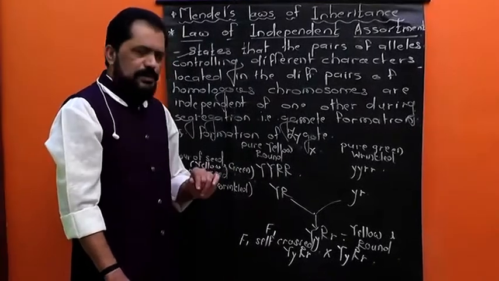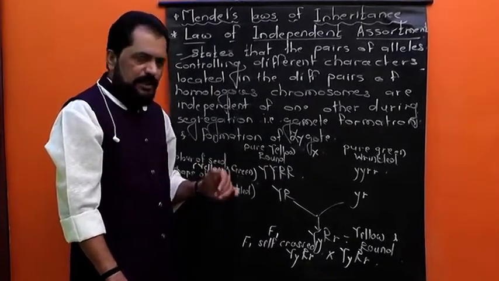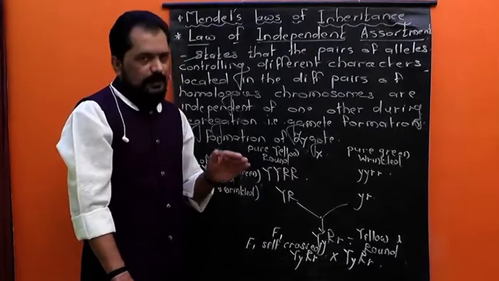Now during self crossing we know as usual initially it occurs the gametogenesis.